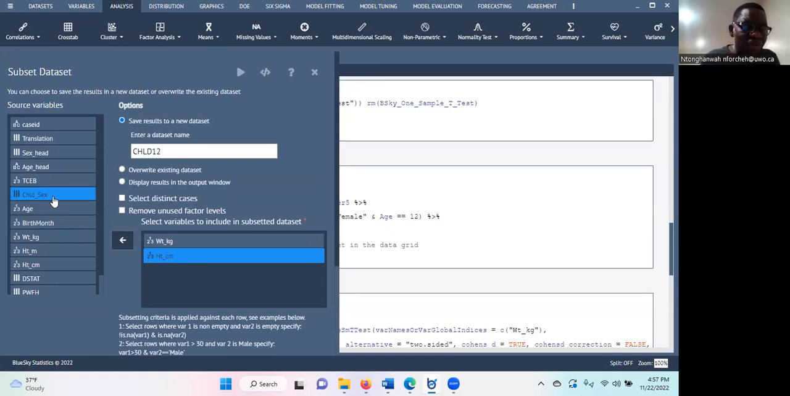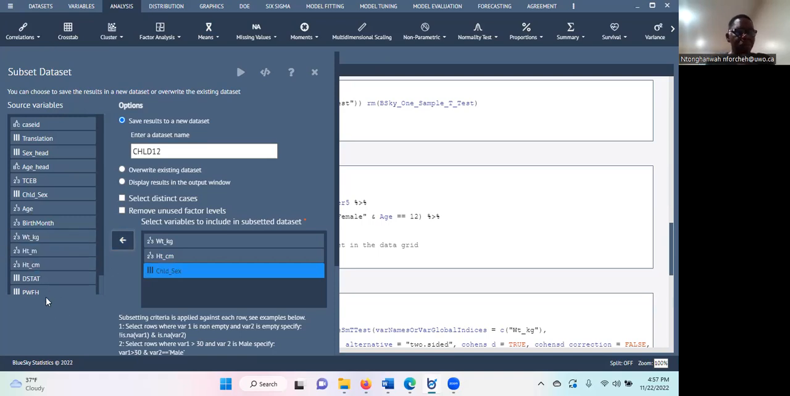Now let's include the sex of the child, because we want to see sex of the child. We could include one other variable. Let's include one of these variables. Let's take this one, the distance. It's nice statistics, so let's take it.